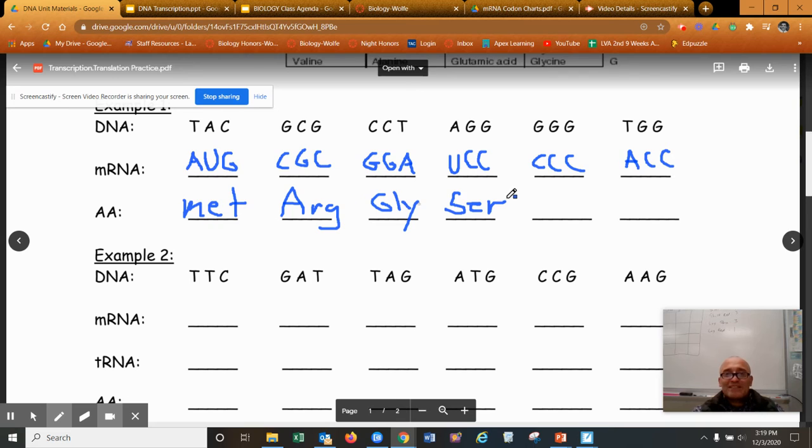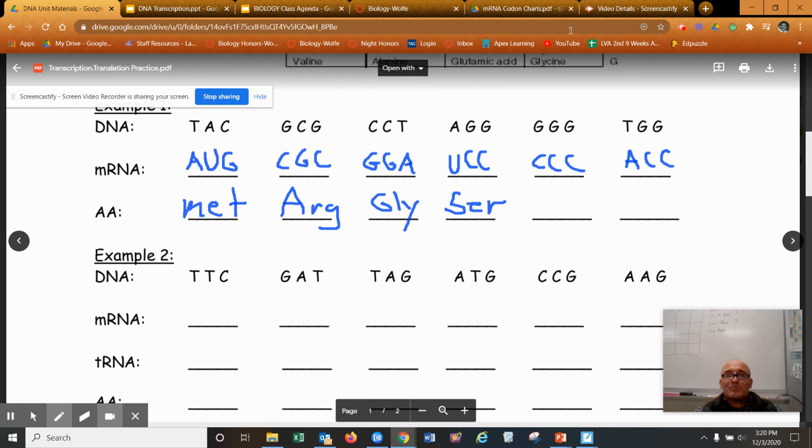So again, this is called translation. When you look up the messenger RNA codons, this is sort of how the ribosome would do it. It's like reading a recipe and then cooking up something. So you read the AUG, and that tells you you need to get methionine. You read CGC, you need to get the amino acid arginine. GGA, you get the amino acid glycine. UCC, you get the amino acid serine, and those together are starting to build a protein.